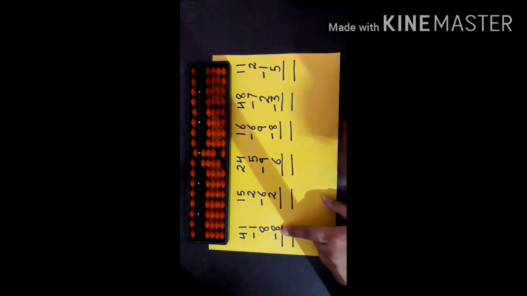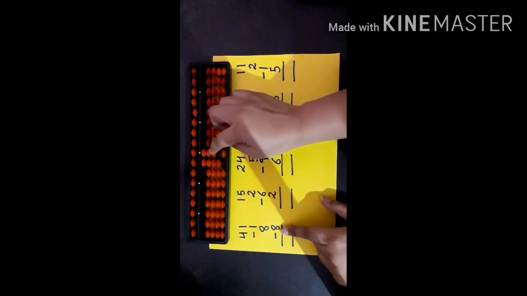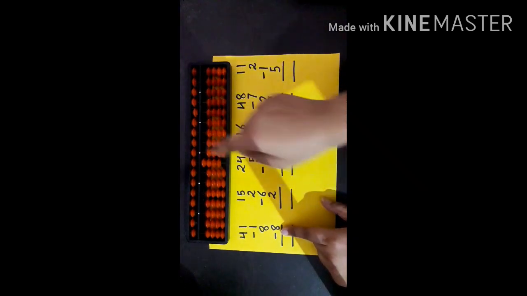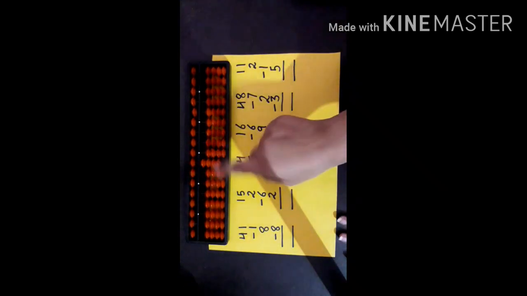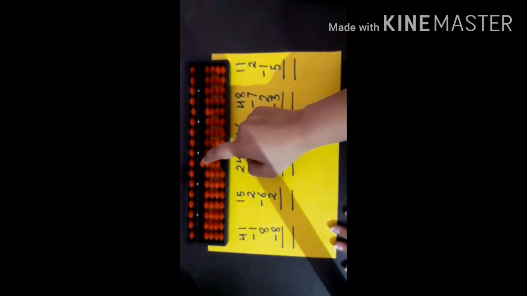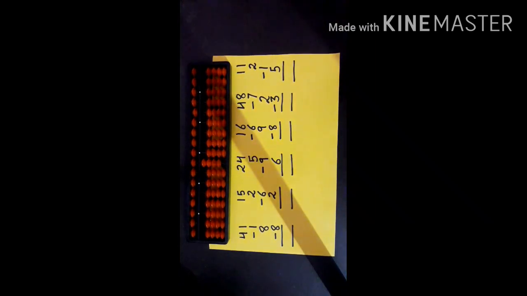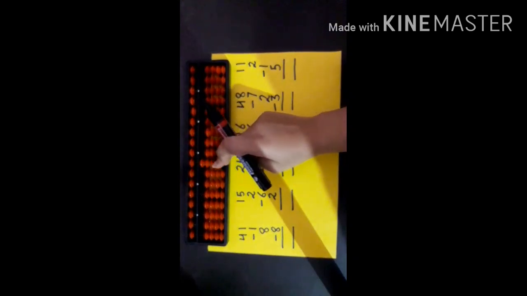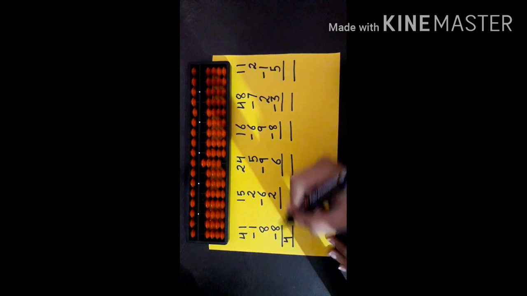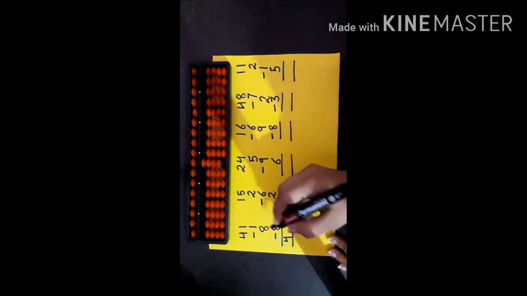Minus 8 means 5 back to its place. 5, 6, 7, 8. All I have just put it back. So what is your answer? 10, 20, 30, 40. 40 is left out. Or you can count it in the second method also. See, 1, 2, 3, 4. Here is 4, and in the units rod there is nothing. Nothing means 0.